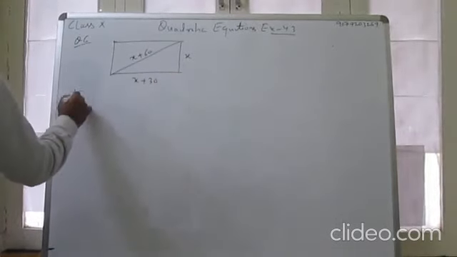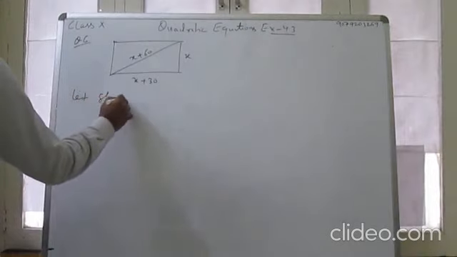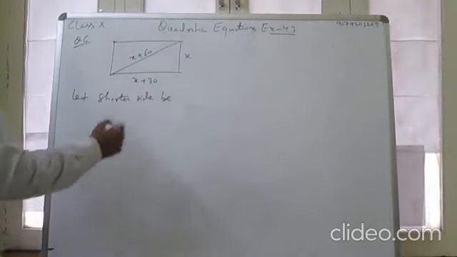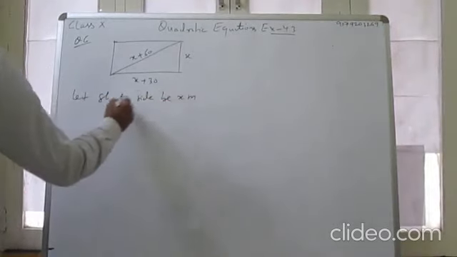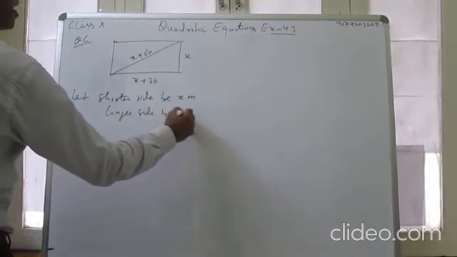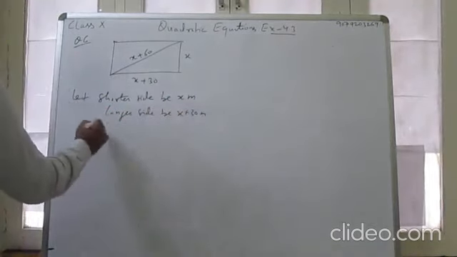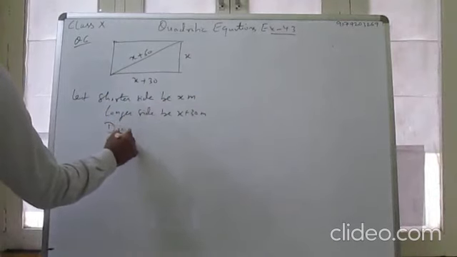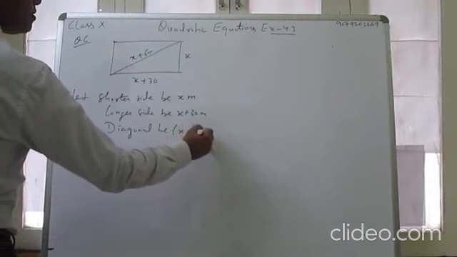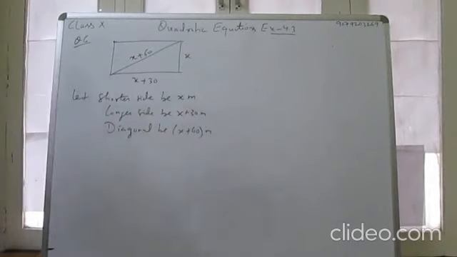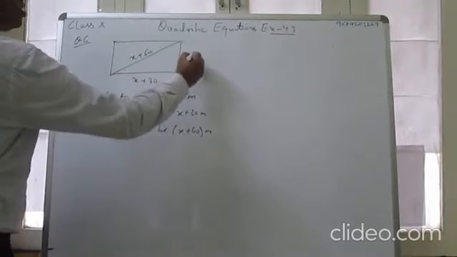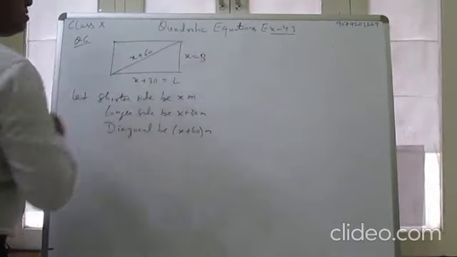Now let the shorter side be x meter, the longer side be x plus 30 meter, and the diagonal be x plus 60 meter. You have to find the sides of the field, that is, the length and breadth. Okay, this is the breadth and this is the length.